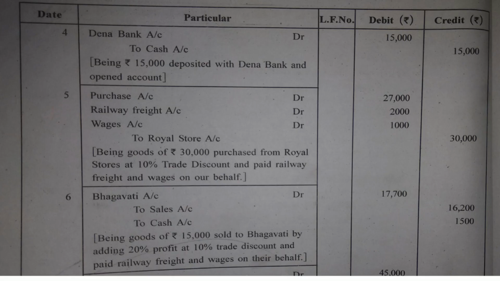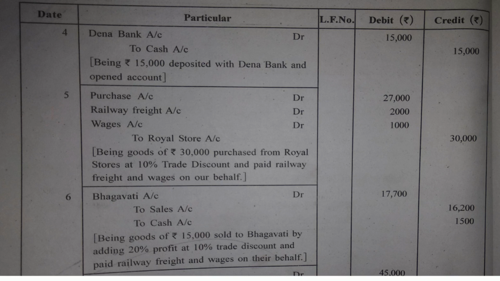Who is the receiver? Who becomes the debtor? Bhagwati, of course. Bhagwati account debit 17,700, to sales account 16,200. 16,200 is the amount obtained after adding 20% profit and deducting 10% trade discount. So Bhagwati becomes my debtor by rupees 17,700. We have sold goods to Bhagwati of rupees 16,200.